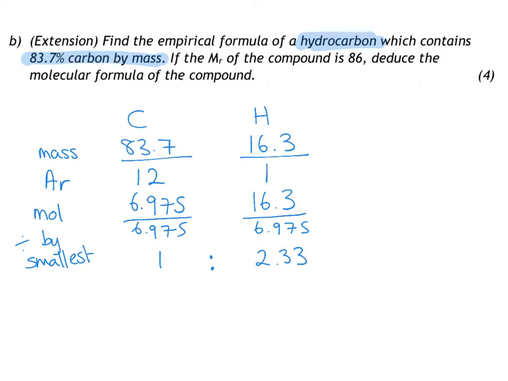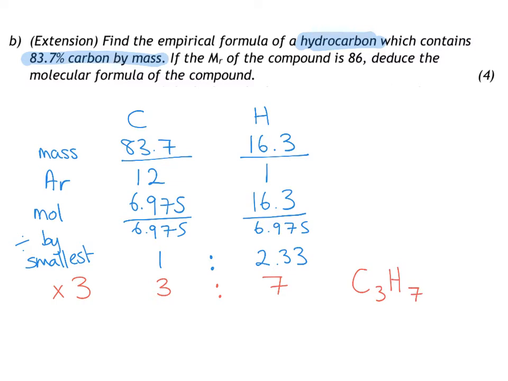If I had 1.5, I would not round that to 2. I would see that that is exactly halfway, and I would times it by 2 to get 3, and I would times everything by 2. In this case, you can see that I've basically got 2 1/3 as my answer. So I don't want to round that down. I want to times everything by 3, and that is just to get a whole number. And if I do that, I will get 3 to 7. So my empirical formula, the simplest ratio of atoms, is C3H7.